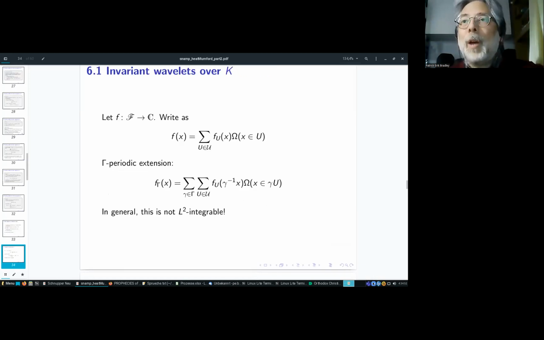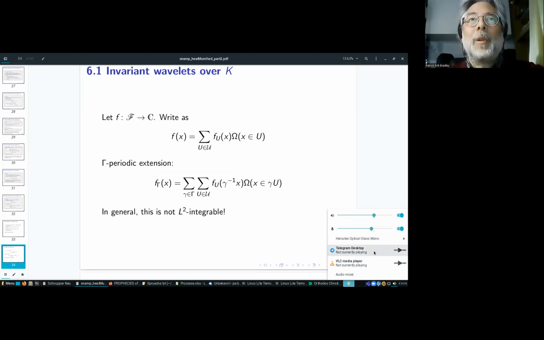First of all, if you have a function on the fundamental domain, which we can write as a sum of indicator functions multiplied by some restriction of f to the patch u, acting on an element x, then you make a gamma periodic extension of this just by moving around this space u with your element from the Schottky group, small gamma, this indicator here with gamma u, and translate it back, so you have a value to multiply it with. And this is a doubly periodic function. However, it's not L2 integrable in general.